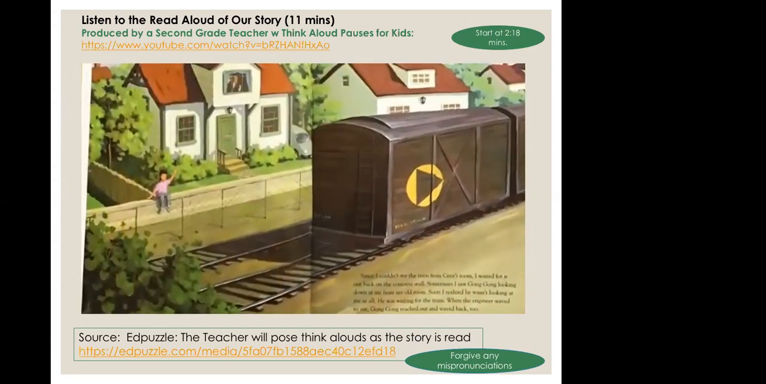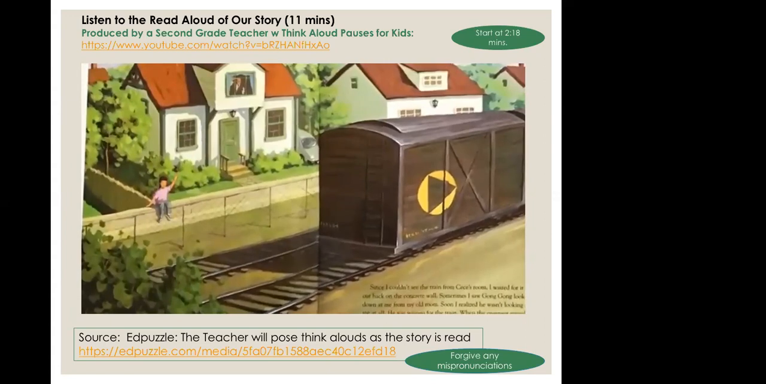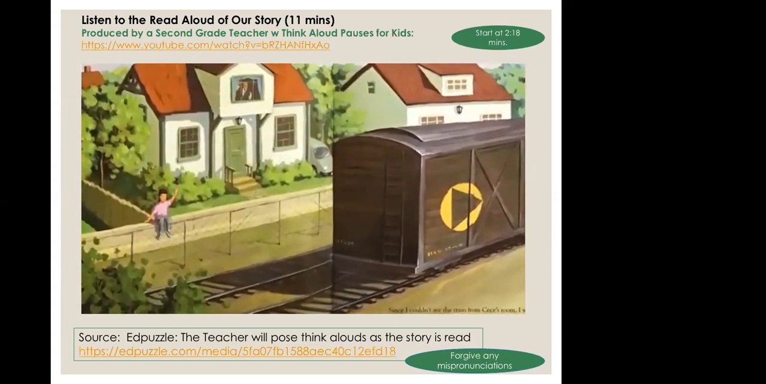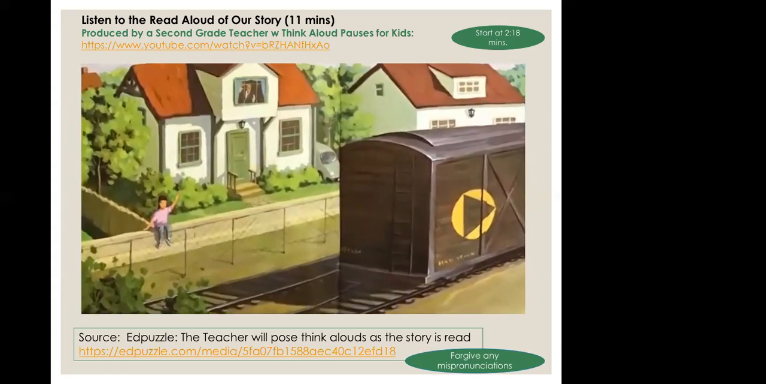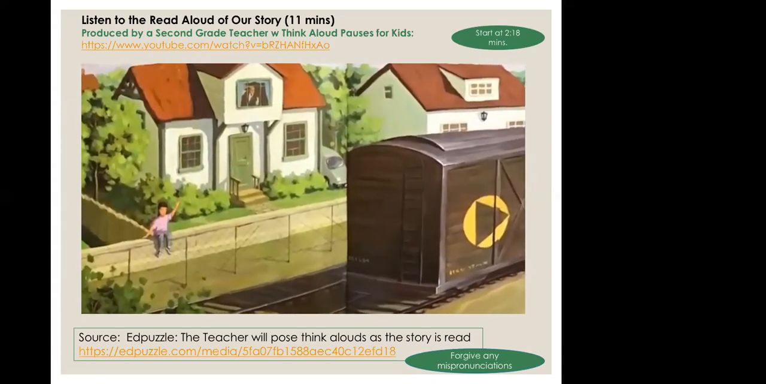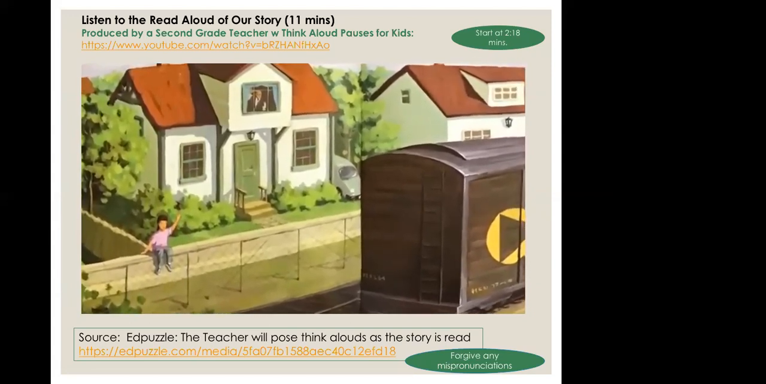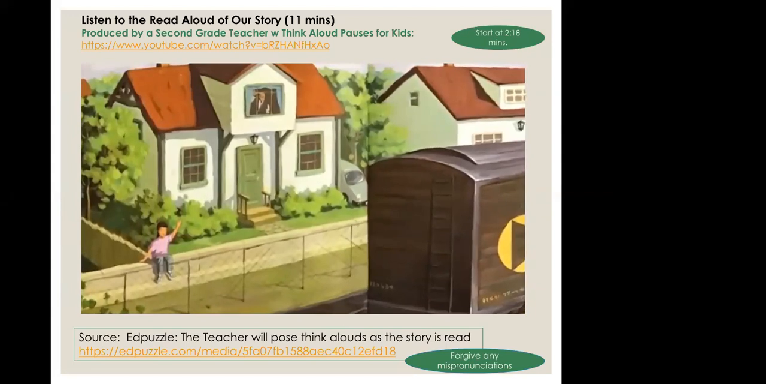Since I couldn't see the train from Cece's room, I waited for it out back on the concrete wall. Sometimes I saw Gong Gong looking down at me from my old room. Soon I realized he wasn't looking at me at all. He was waiting for the train. When the engineer waved to me, Gong Gong reached out and waved back too.